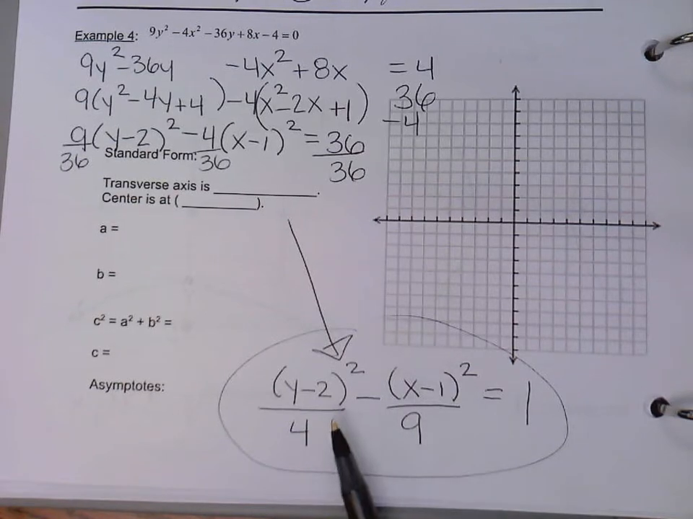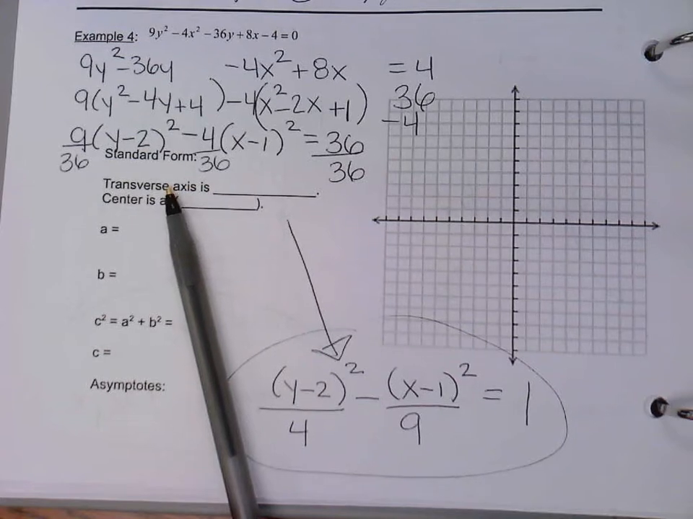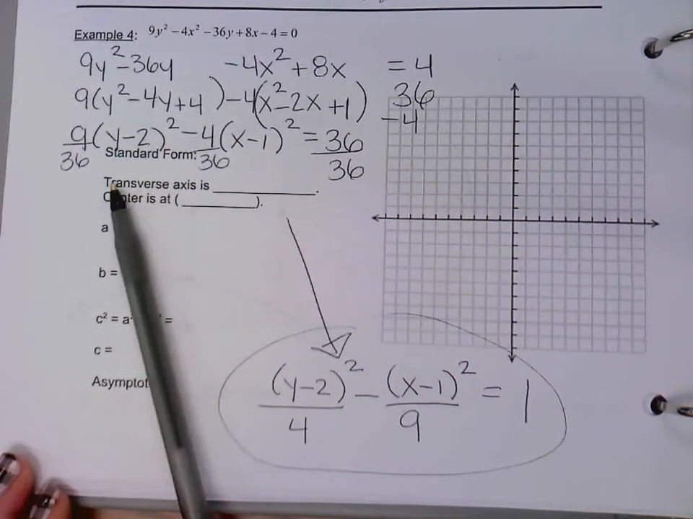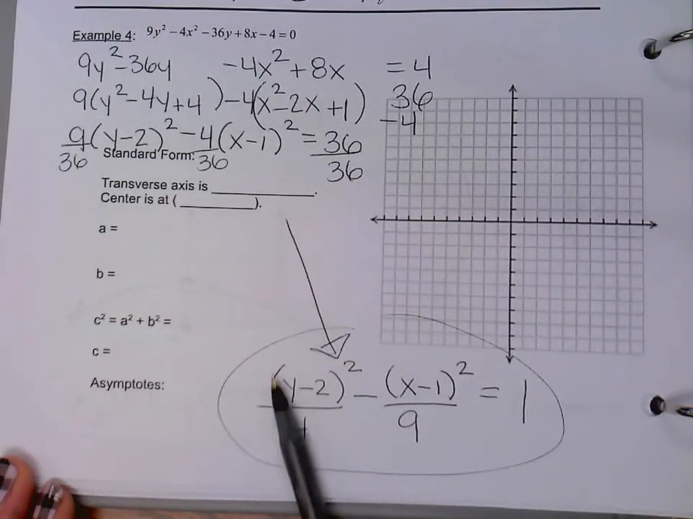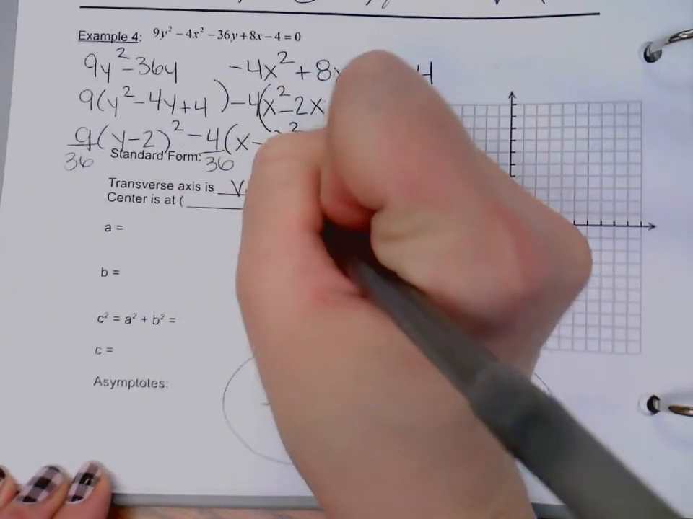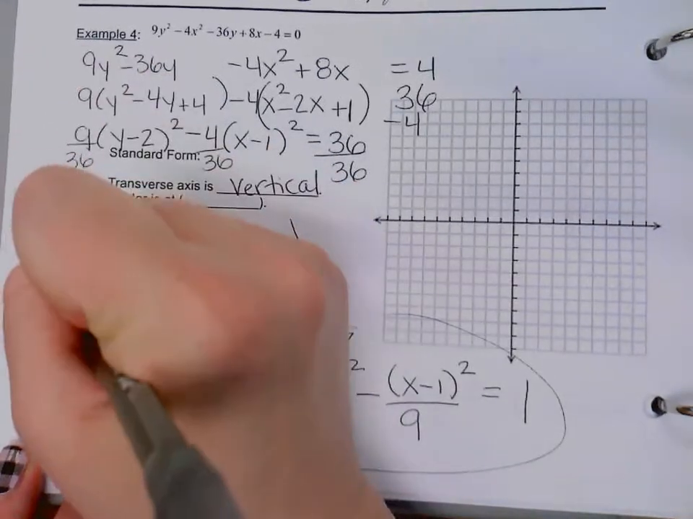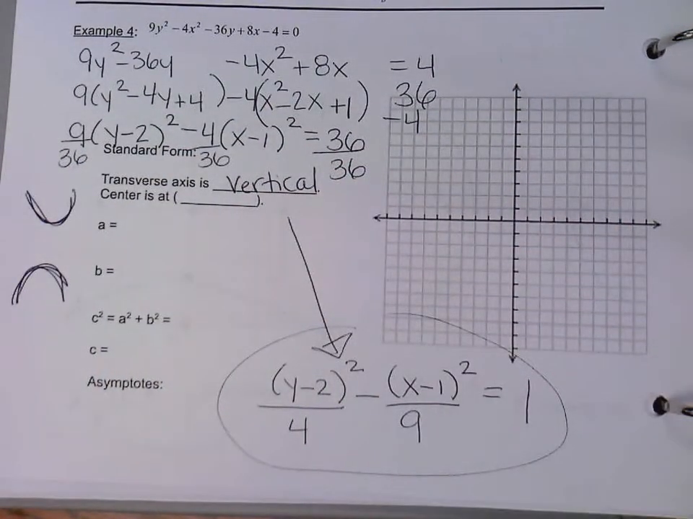But the first thing is to identify your transverse axis. So like the more important axis, kind of the major axis. That's based on what comes in front of the minus sign, right? So if the y is coming first, that's telling you that you have a vertical transverse axis. So your hyperbola is going to look like this. It's going to open up and down. That's what a vertical transverse axis tells you.